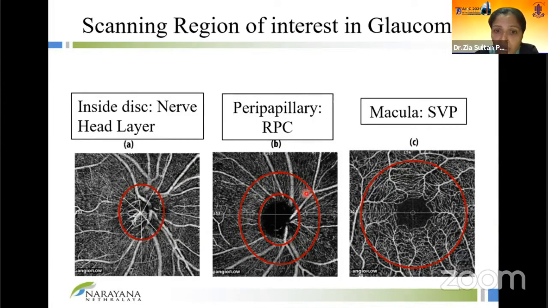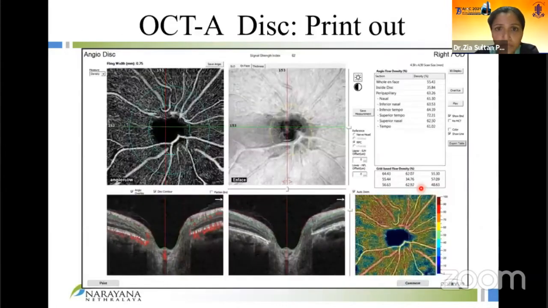If I use the RPC layer, you'll see that most of it will be black and you won't get an accurate calculation. So, for glaucoma, at least, we use the nerve head layer for the inside disc region. For the peripapillary region, we use the RPC layer, and for the macula, we use the superficial vascular plexus. This is what a typical printout looks like.